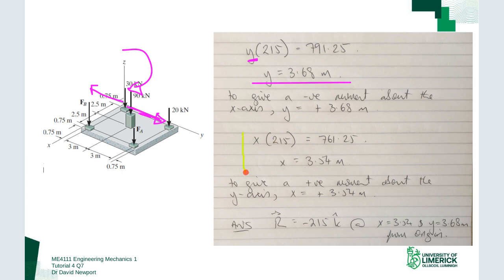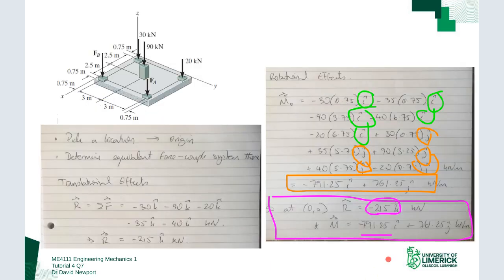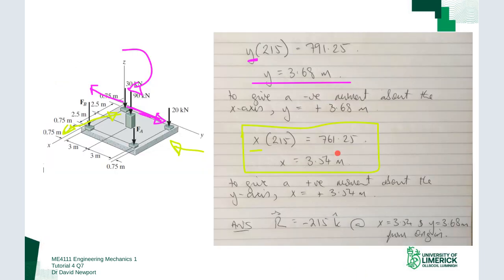Similarly, for the x direction here, I'm looking in from the y-axis. Okay, so I'm only getting distances then that have x in them. So x times 215, again, that's the magnitude of my force, is equal to 761.25, which is the value here that I have for my y-axis rotation. So here I get 3.54 meters.